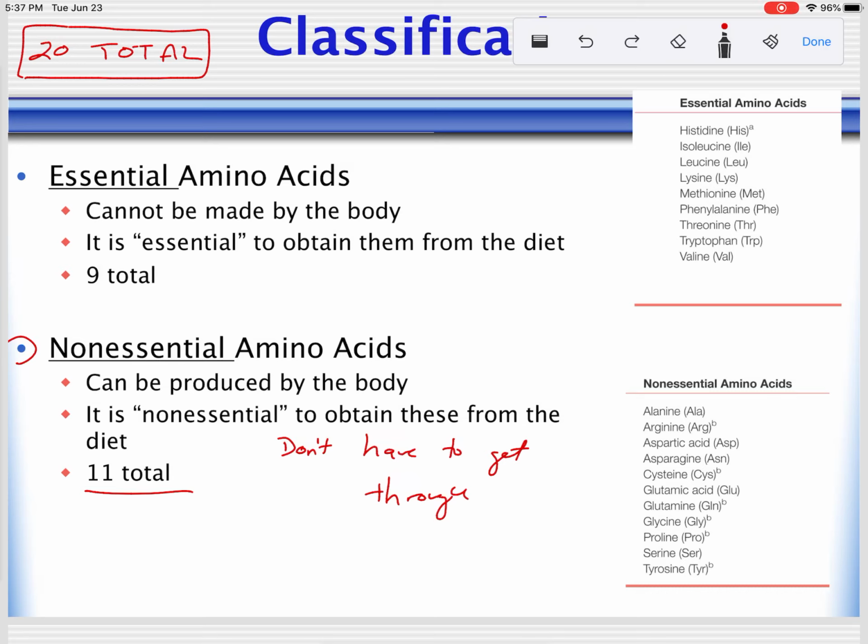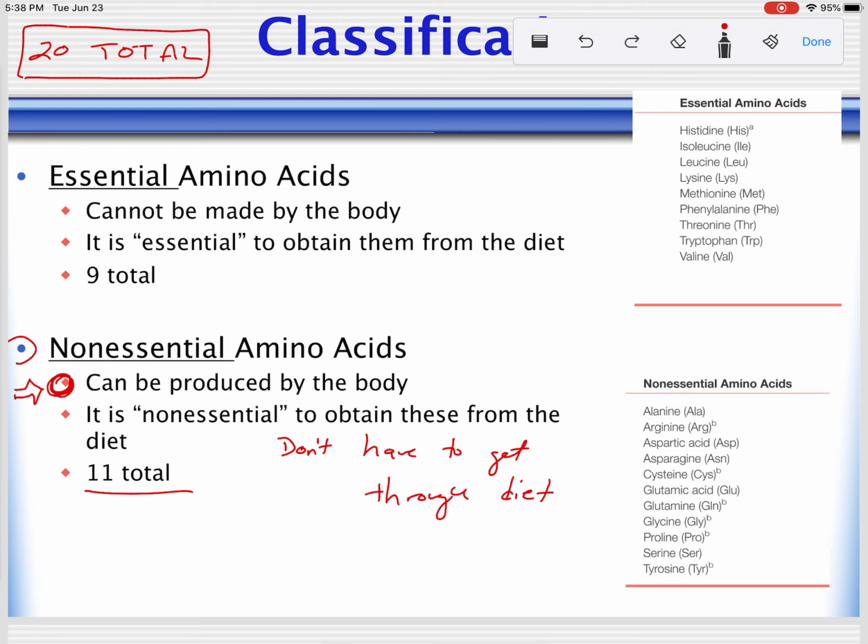Now, in our food, you have a chicken breast. There are going to be some non-essential amino acids in the protein of the chicken breast. So we are going to ingest some non-essential amino acids. But what they're saying is, you don't have to get all of these through diet. We will, inevitably. But they're considered non-essential because it is not essential. We do not have to get these through diet. And the reason why is because our body can make these 11 non-essential amino acids.